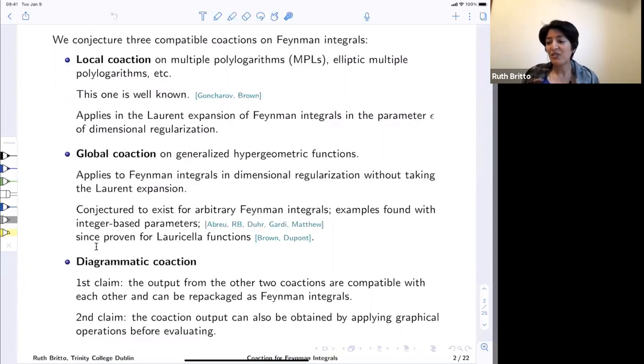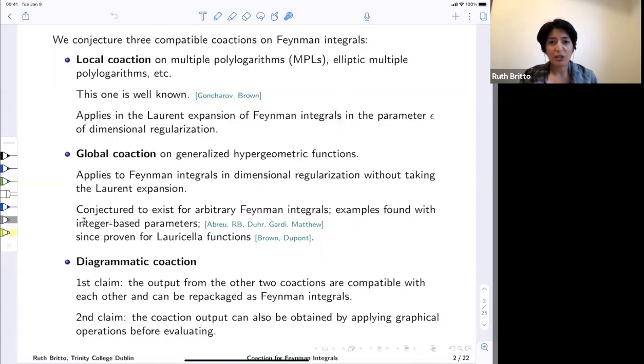The next version of the coaction we call, again following Brown and Dupont, the global coaction. This is an operation on generalized hypergeometric functions. So this applies to the same Feynman integrals in dim-reg, but now without taking the Laurent expansion. It's known in the examples where you can actually arrive at a closed form that they are expressible in terms of generalized hypergeometric functions.